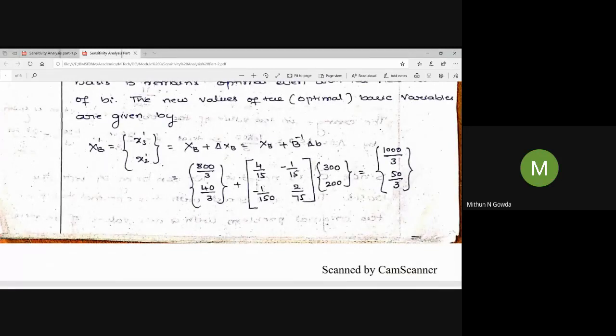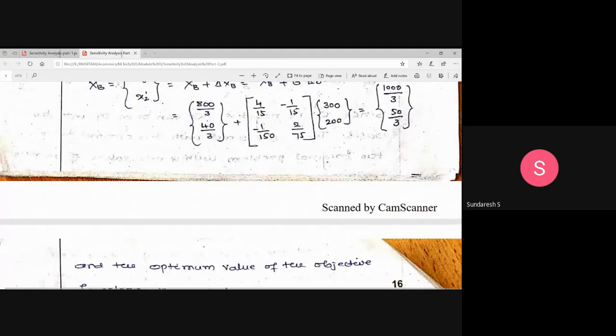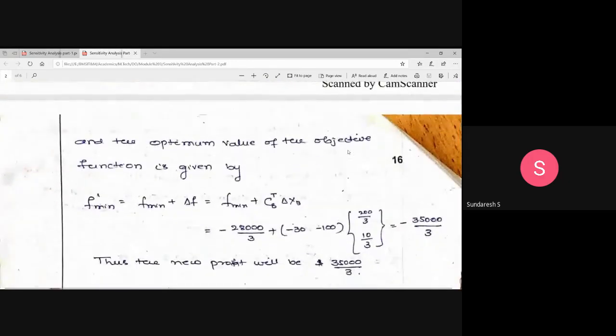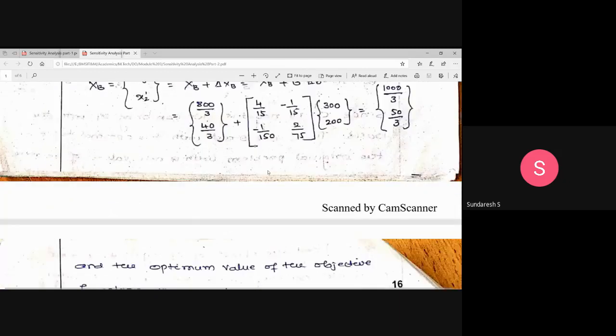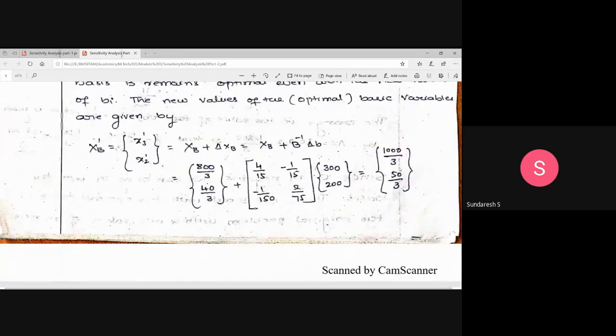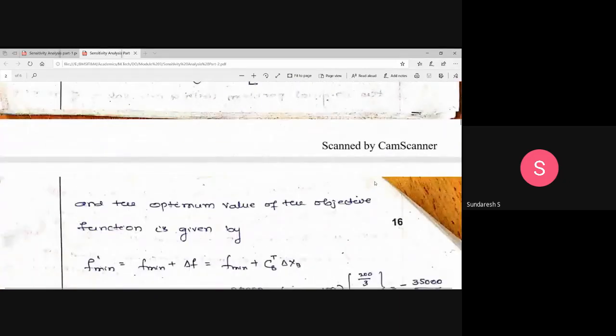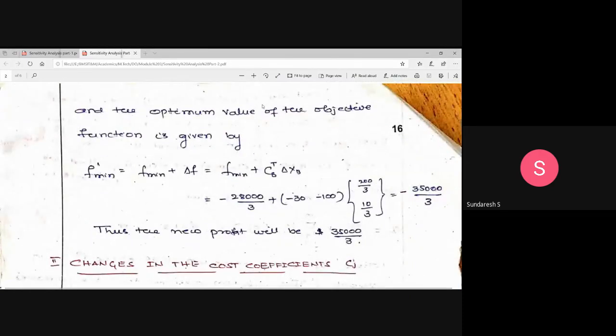Please do the matrix operation over here and get these two values. Once you get these two values, the new variables are 1000 by 3 and 50 by 3, and the optimum value of the objective function is given by this.